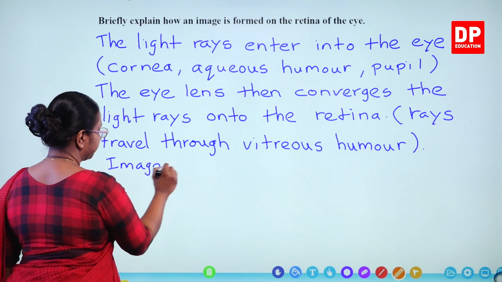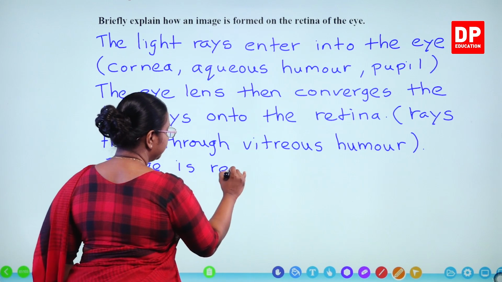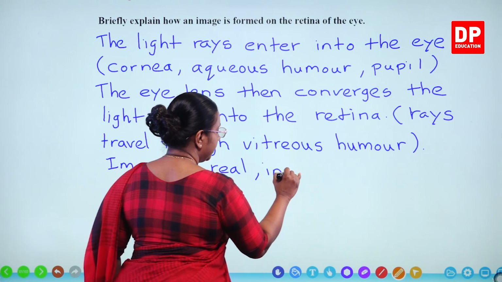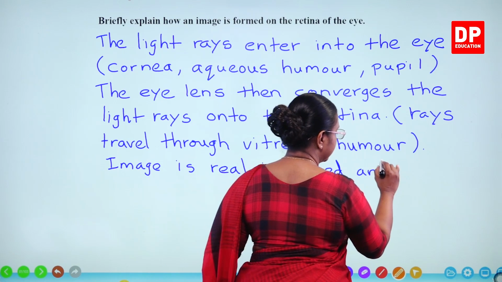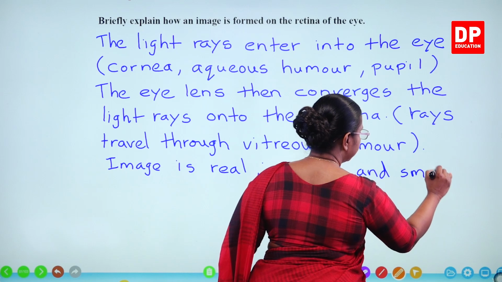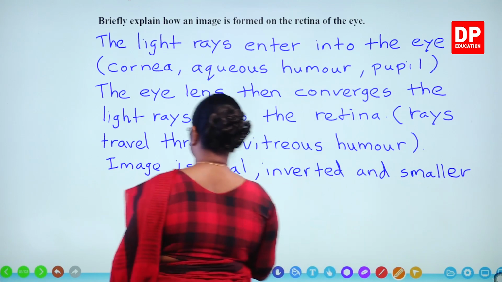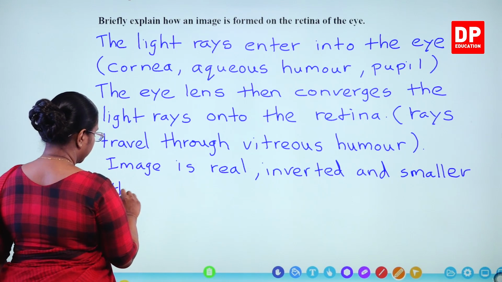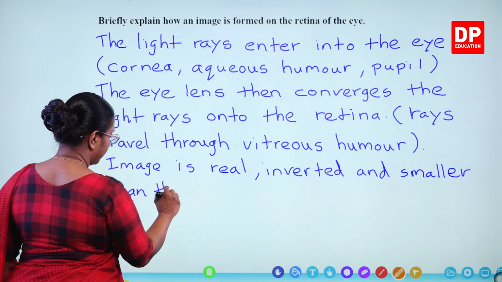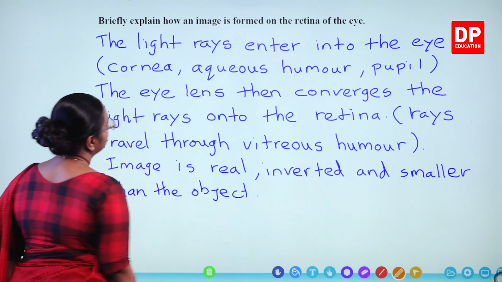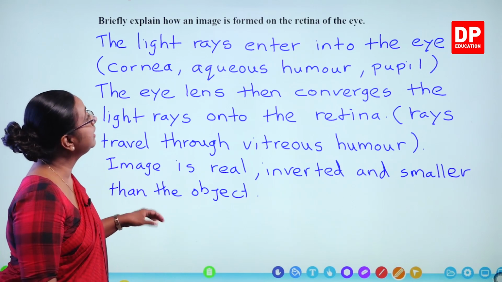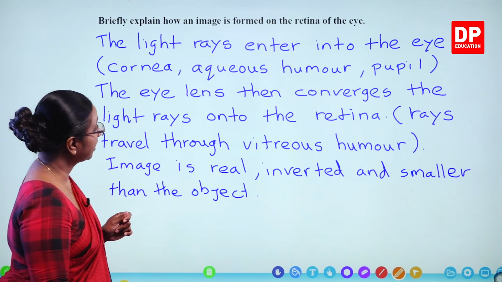Image is real, inverted, and smaller than the object. So, this is how the image forms on the retina of the eye.